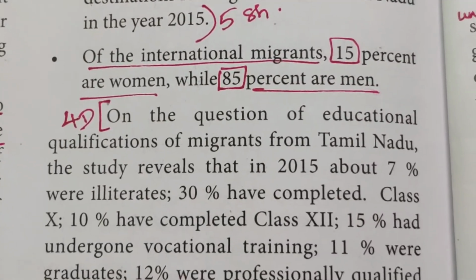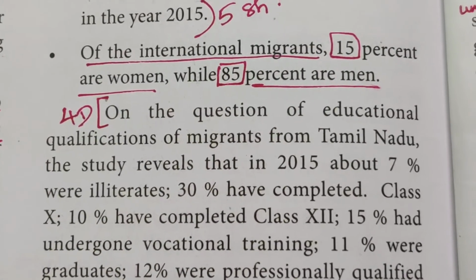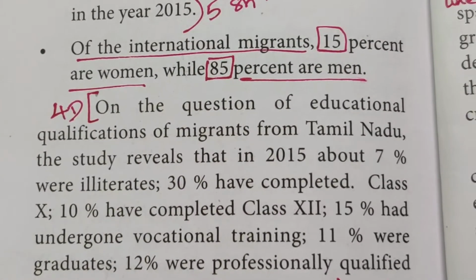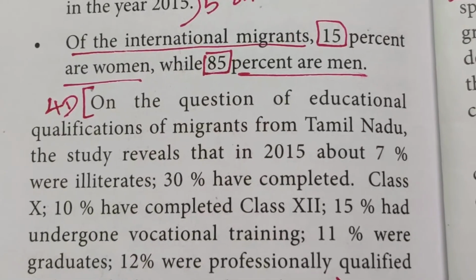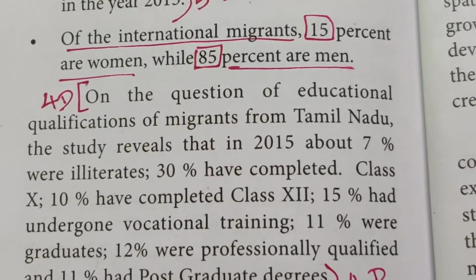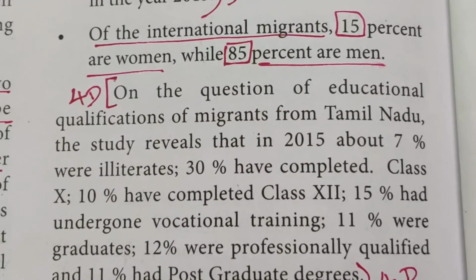Of the international migrants, 15% are women, while 85% are men. So men are working in greater numbers in foreign countries.